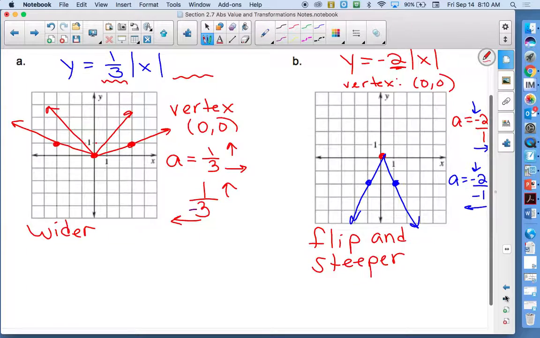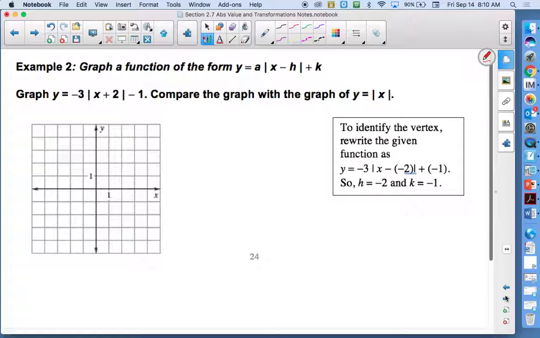Alright, so let's look at the next piece of information here. Now we're throwing a whole bunch of numbers in. This one wants us to graph a function with an a, an h, and a k, and then again it says compare to the graph of y equals the absolute value of x. So we're going to first identify the vertex of the graph. The vertex would be your h and k values.